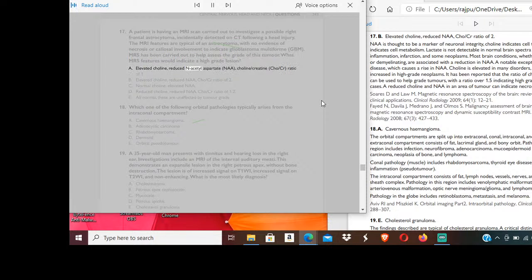A. Elevated choline, reduced N-acetylaspartate, NAA, choline/creatine, CHO/CR, ratio of 1. B. Elevated choline, reduced NAA, CHO/CR ratio of 2. C. Normal choline, elevated NAA. D. Reduced choline, reduced NAA, CHO/CR ratio of 1.2. E. All normal, these are unaffected by tumor grade.